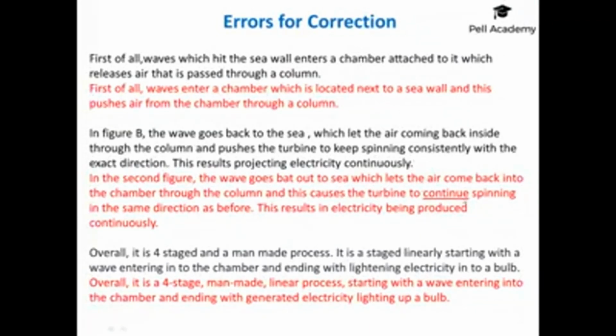I've just underlined the word "continue" here because the word "keep" wasn't actually wrong, so I underlined it to remind myself. The word "keep" isn't wrong, only a bit informal, so it's not as suitable as "continue", even though grammatically everything was fine. This results in electricity being produced continuously. This is more of a vocabulary error, so I switched it around to make it more accurate.